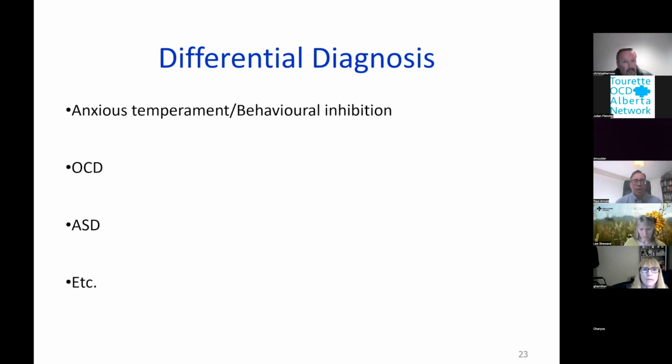And the differential diagnosis includes, to some degree, the disorders I just listed, but it also includes other things that you should think about. Is this just a trait rather than a disorder? There's lots of literature about kids who are temperamentally anxious, and they don't necessarily meet the criteria for anxiety disorder. Again, the easiest way of distinguishing them is, does it really get in the way of their life and cause significant impairment or distress?